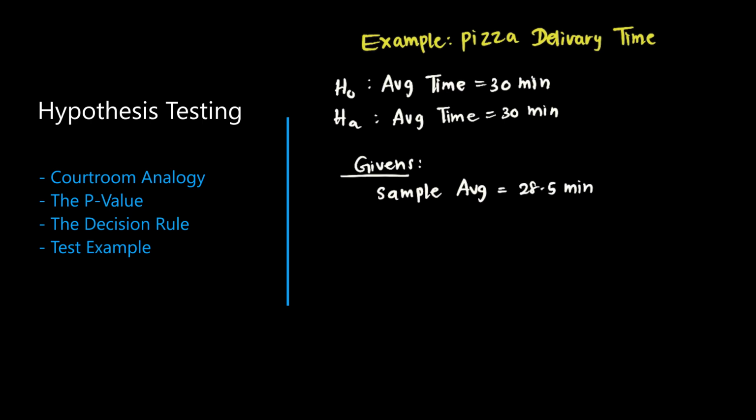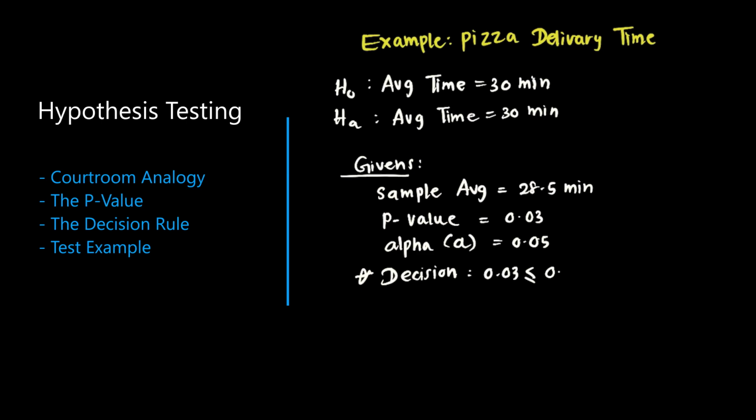They try the new recipe for a week and sample 100 delivery times. They find the new average is 28.5 minutes. Is this 1.5 minute difference real, or could it be a fluke? They run a statistical test like a one-sample t-test, and the software spits out a p-value of 0.03.